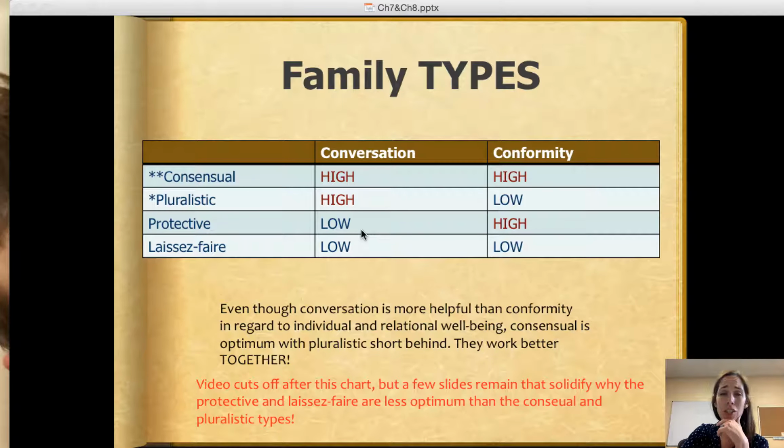Protective families don't do as well. They're low in conversation. Conversation is stifled, and they're high in conformity. So in protective families, the parents don't really let them grow a lot, and they don't really communicate that those children have a lot to contribute, but there are still some benefits of the high conformity. But when you're low in both, laissez-faire, man, that is not a great situation. It's really little involvement, little care. So even though conversation is more helpful than conformity in regard to individual and relational well-being, consensual is optimum with pluralistic not far behind. They work better together. Meaning conversation and conformity work better together.